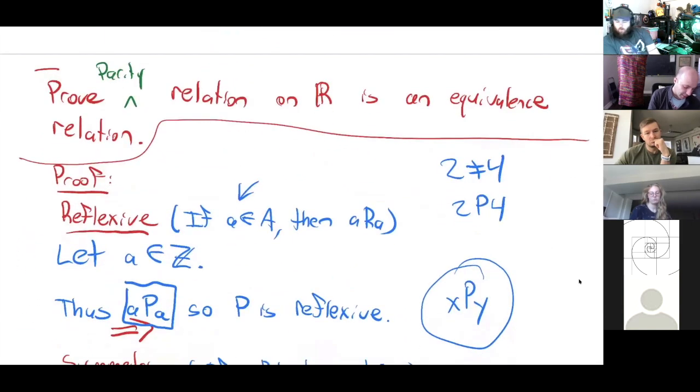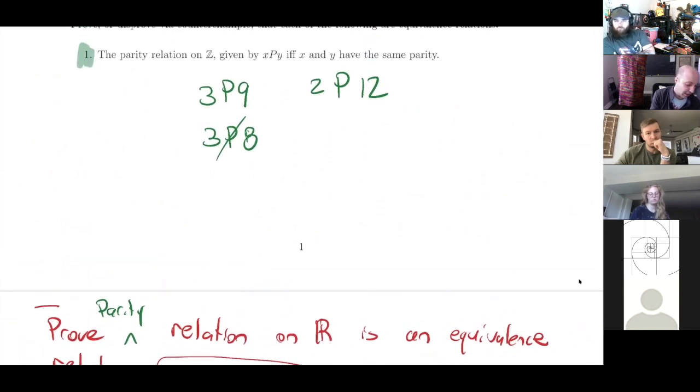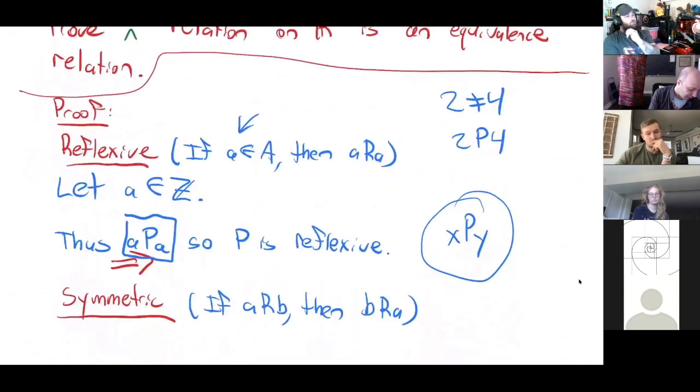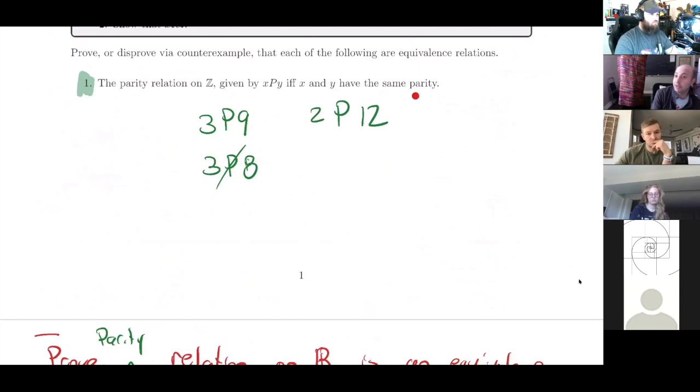So if I want to claim that X is related to Y, then by definition, what would I need to show? I would need to show that they have the same parity. 3 is related to 9 because they have the same parity. 3 is not related to 8 because they don't have the same parity. If I see this written over here, this tells me what is true about X and Y. They have the same parity. That's it and only that, right? It doesn't tell me anything else in addition to that, but that's a lot of information. So if I see that X is related to Y by this parity, that means they have the same parity.